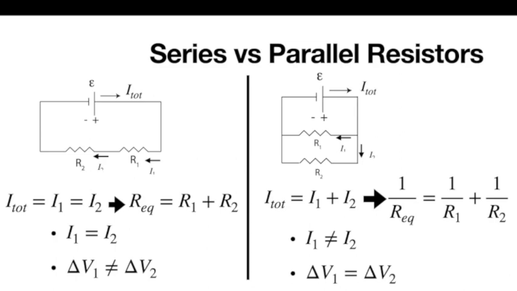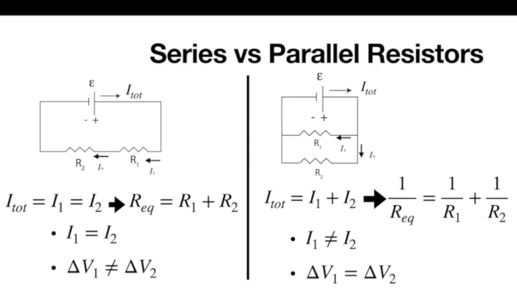Not always do we just have a battery and a resistor, though. Sometimes we have a few resistors. And there's two ways those resistors can be arranged, either in series or in parallel. So for series, that's when resistors, 2 or more, are just placed one after another. The current has no choice but to go through all of them. And so we find that the current is the same through all of them.